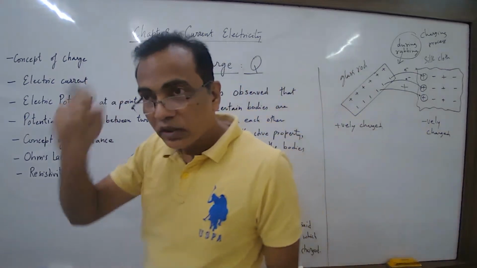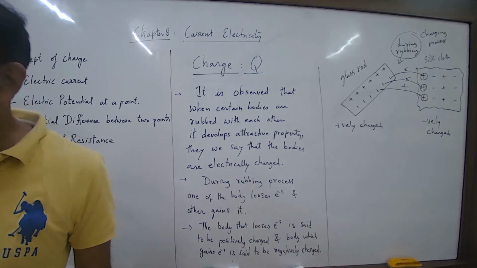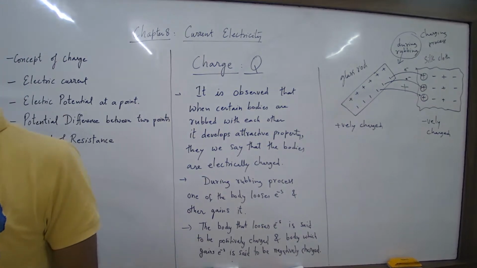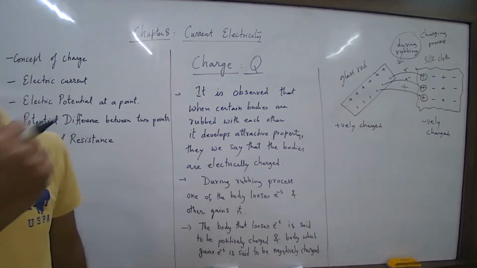So how did we charge it? We did work on it. So we spent mechanical energy that got converted into electrical energy. Okay? So energy we only spent. That energy is now appearing as electrical energy. Got it? So likewise, here we mechanically charge the body.